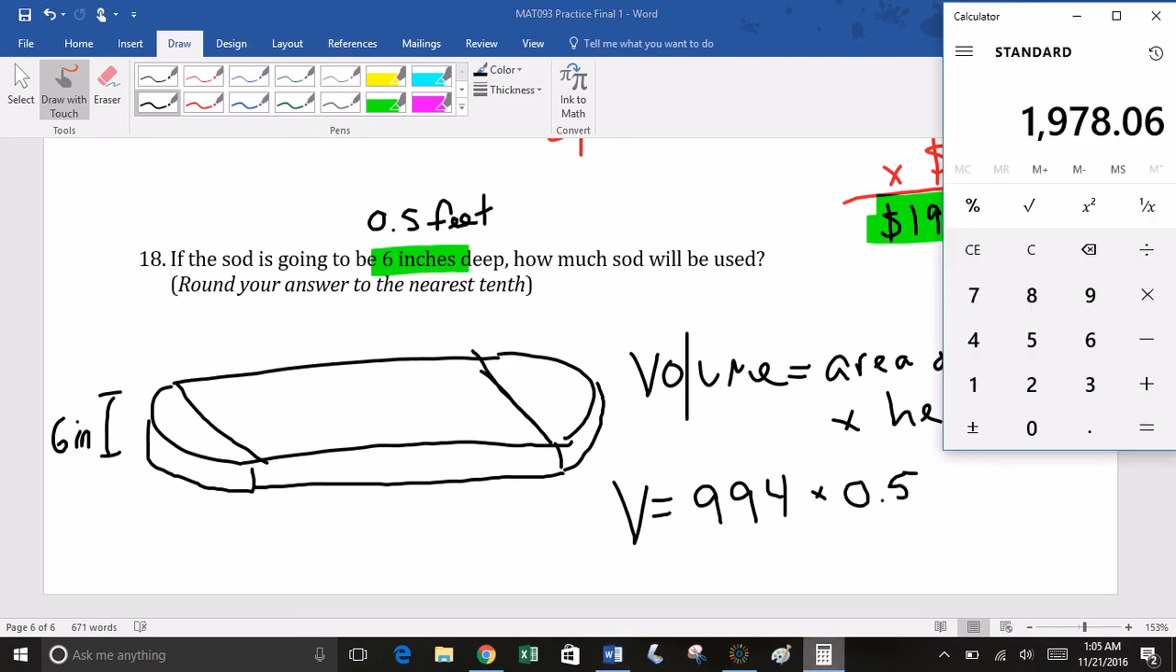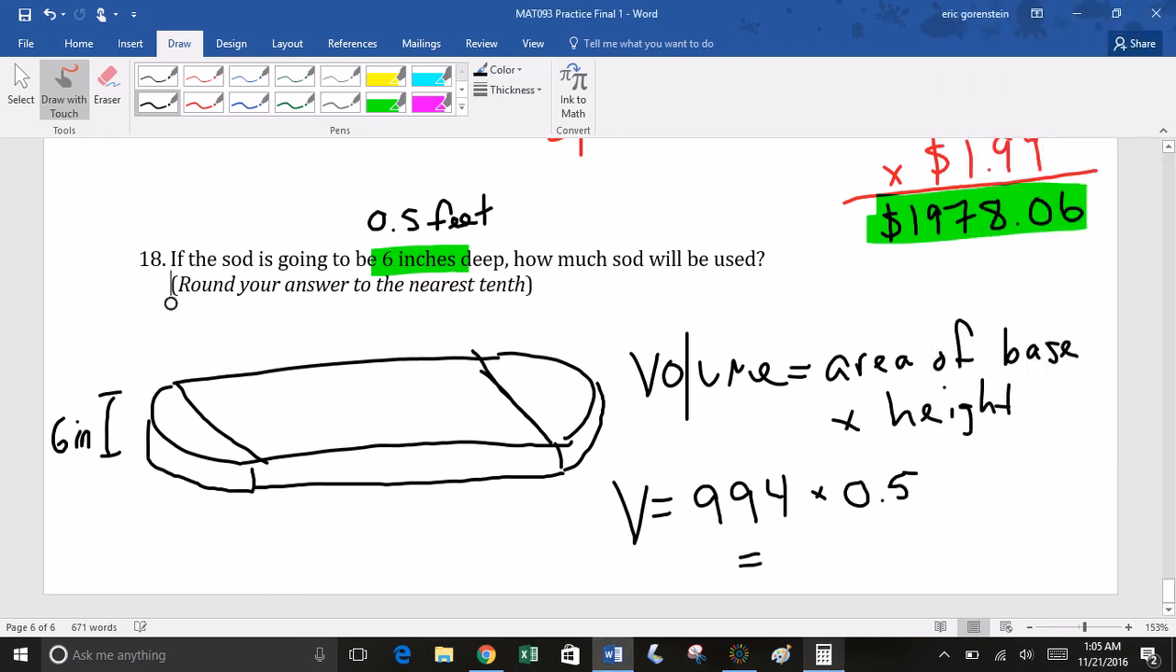Let's go to the calculator. So that's 994 times the height, which is 0.5, for a total of 497. And since it's volume, it's three-dimensional, so that's cubic feet, or feet to the third power. So our volume, 497 cubic feet. Okay, that does it for this one.